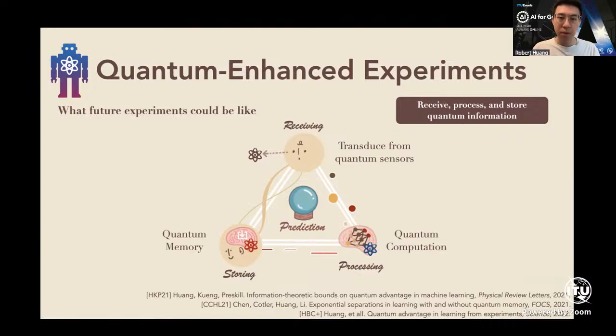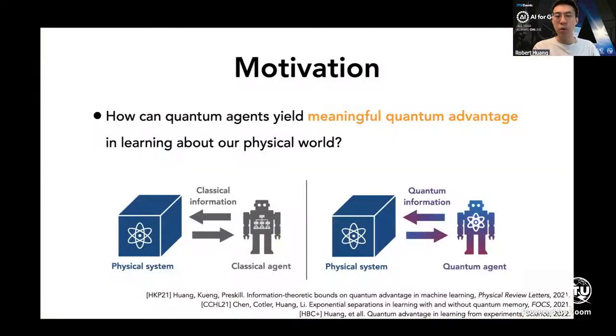And hence, given this dichotomy, one can ask the following question. In what scenarios can these quantum learning agents that can utilize the entire suite of quantum technology obtain meaningful quantum advantage in learning about our physical world over these classical learning agents that can only obtain information about our world in a purely classical form?